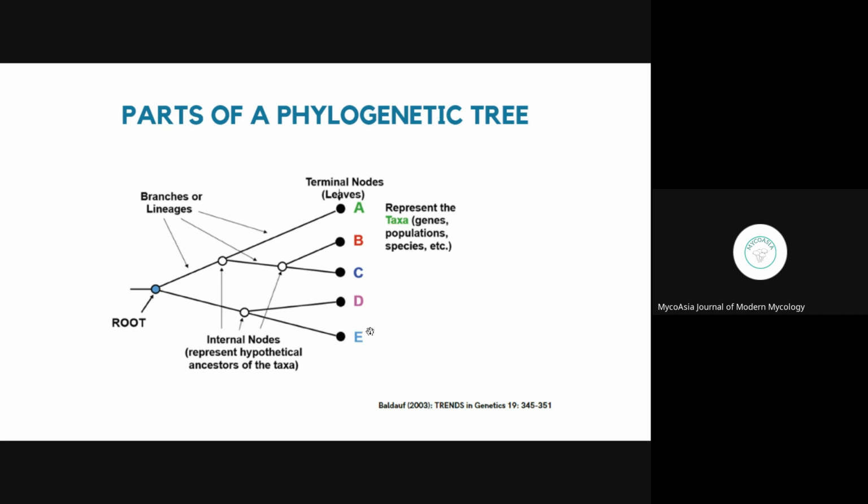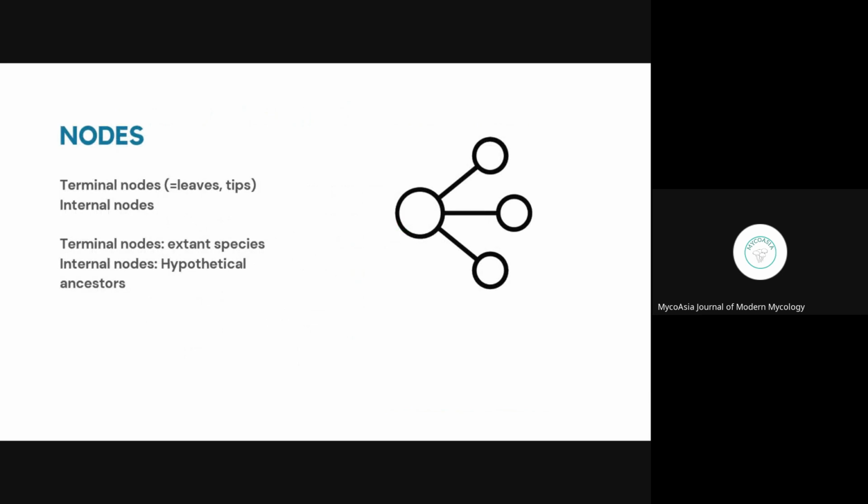You can start with terminal nodes or leaves, which represent the sequences you use. Then you have internal nodes. Then you have branches. Branches connect these taxa or the nodes. Then you have the oldest ancestor, that is the root. So these are the different parts of it. There are 2 types of nodes: terminal nodes and internal nodes. Terminal nodes represent the extant species, the sequences that you have used in analysis. As I told you, internal nodes represent the hypothetical ancestors. So if these are the terminal nodes, this is an internal node.